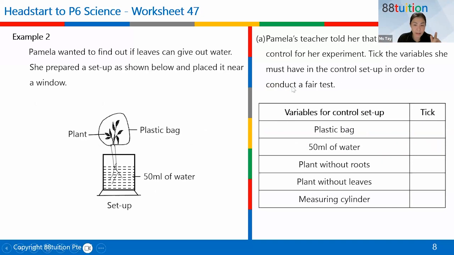So next example here, Tamala wanted to find out if leaves can give out water. So she prepared a setup as shown below, placed it near a window. Her teacher said she would need a control for her experiment. So take the variables she must have in the control setup so as to conduct a fair test. Tell me, which one would you actually think?